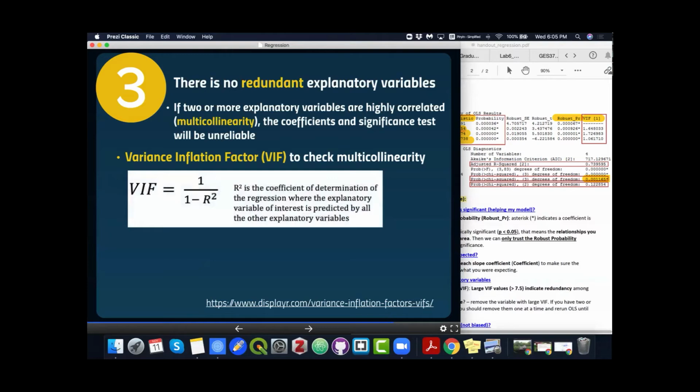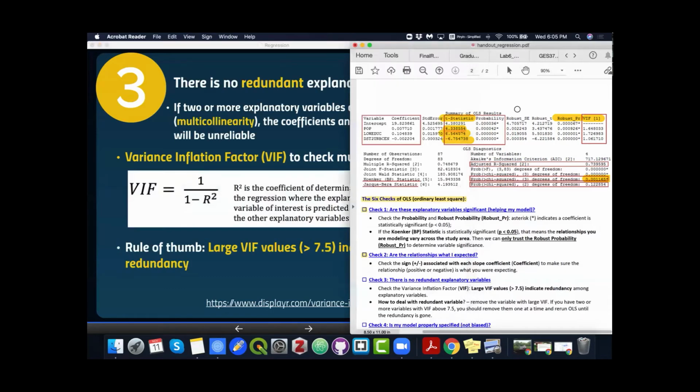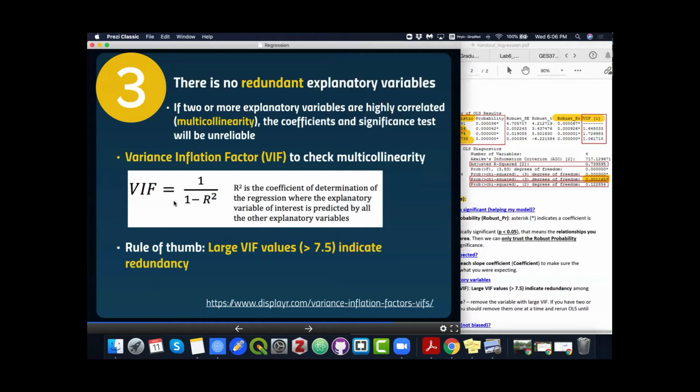So let me talk about the conclusion first, so that we can get an idea of how to rate the numbers. The rule of thumb is that a large VIF value, greater than 7.5, would indicate redundancy. Looking at our numbers here, they're all smaller than 7.5, which means we passed the check because we don't have any large VIF values for the three variables.